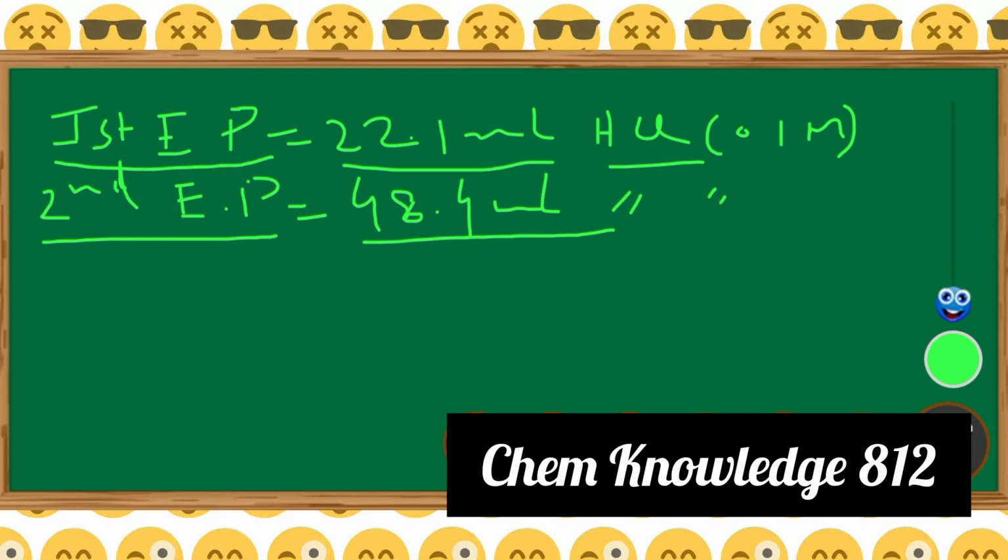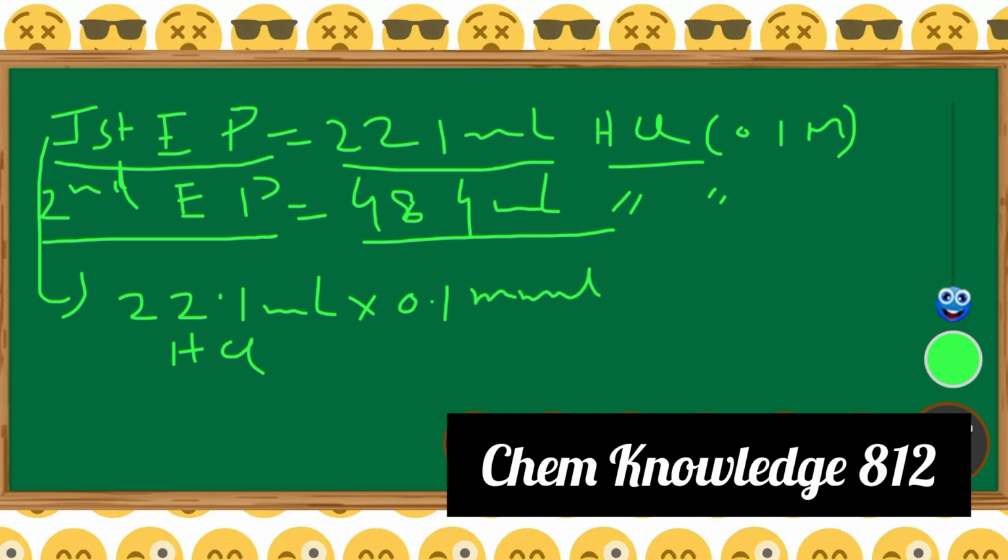You can say that in the first endpoint we have 22.1 ml of HCl, with a concentration of 0.1 millimole per ml. So this is 0.1 mole per liter. You can say this is mole per liter or millimole per ml. It's the same case.